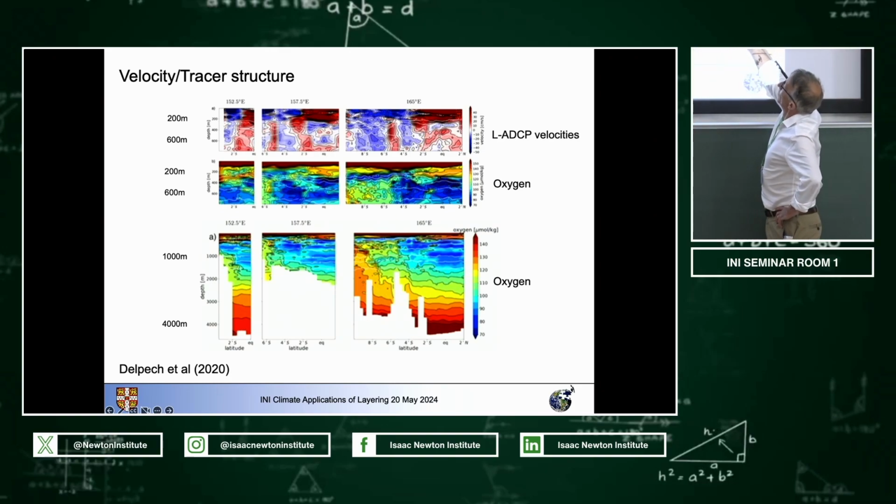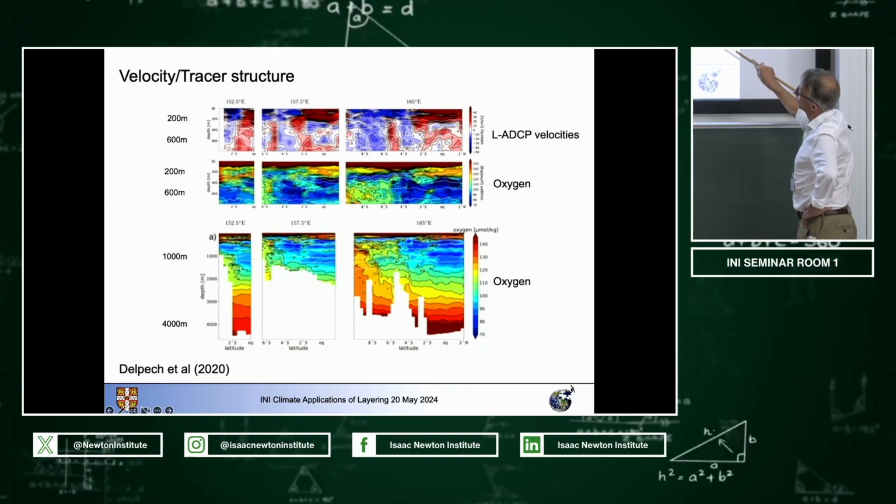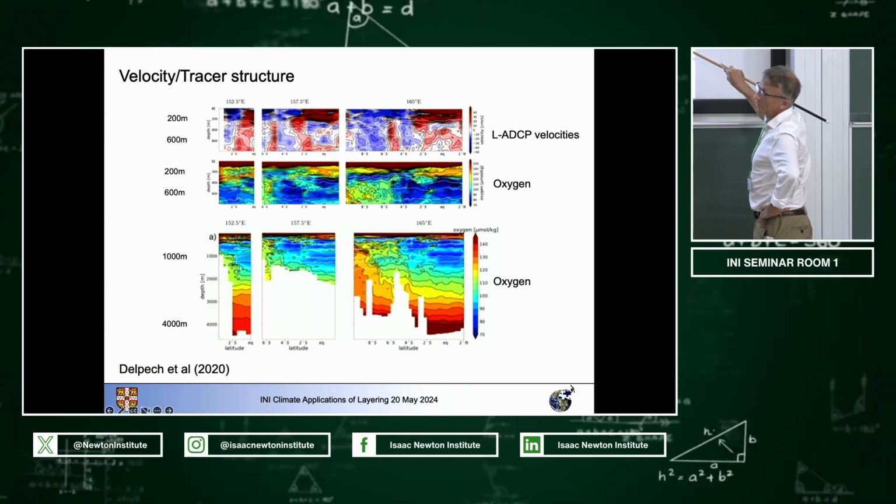So here you've got a strong eastward jet. You can see that if you look at the oxygen here, you've got sharp gradients coincident with the strong eastward jet. And then if you look in this deeper picture, again, you can see the sharp horizontal gradients, extending down to 1,000 meters or so.